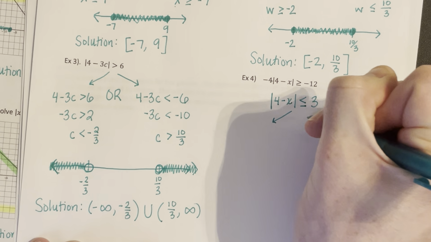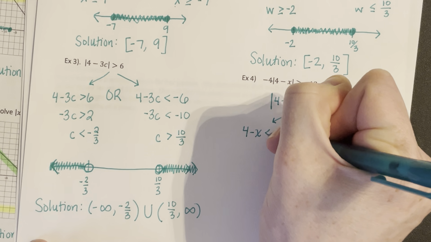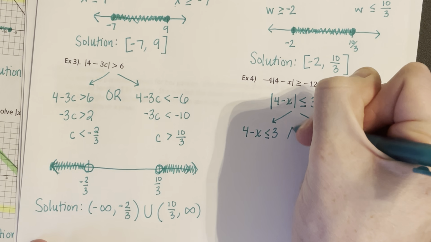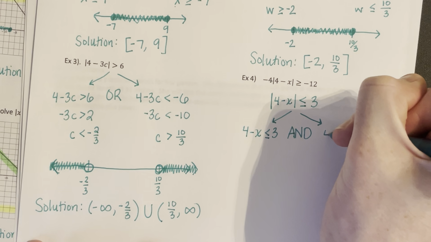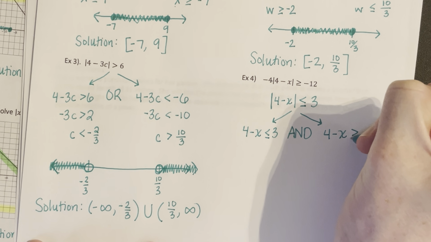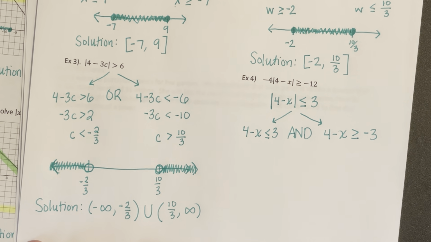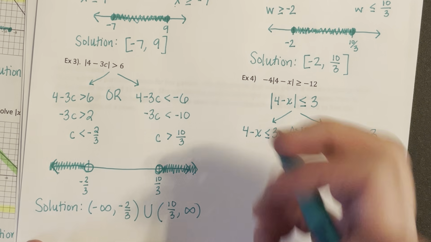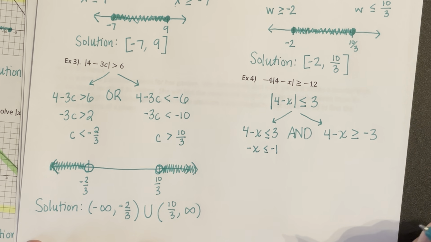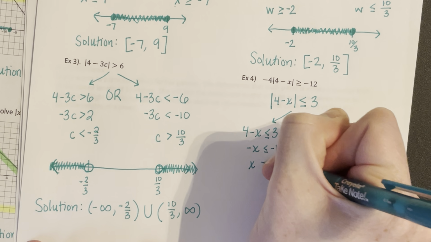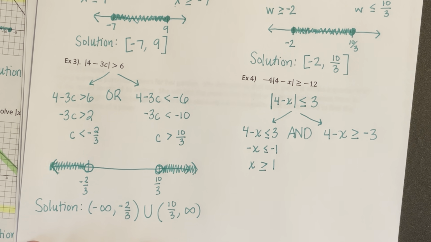And then we can separate these out. So we keep the first one the same. 4 minus x is less than or equal to 3. And remember, it was less than. So then we have 4 minus x is greater than or equal to a -3. So we flip the inequality and negate the right side. Then we solve it out. So I subtract 4. 3 minus 4 is -1. Divided by a negative would flip our inequality sign. So x is greater than or equal to a positive 1.